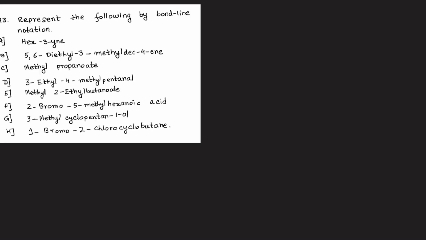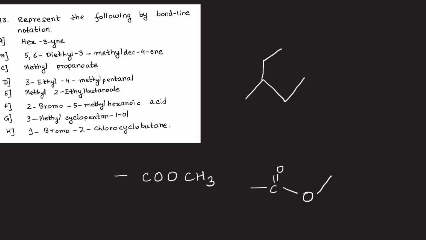So butanoate, 2, 3, 4. Got it? Now at the 2nd position I have ethyl. There we go. And at the 1st position I have the ester. How do we represent an ester? It's COO and it's methyl ester. So C double bond O CH3, right? Just expand it and you will have the answer with you.